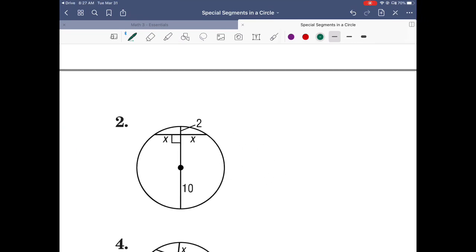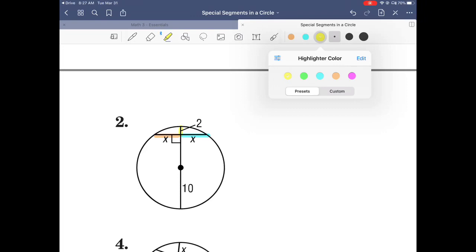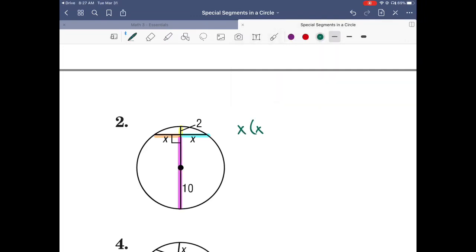Okay. Same idea here. No matter what, you're just going to multiply the two sections of the chord together. x times x equals 2 times 10. Remember, x times x is x squared. 2 times 10 is 20. In order to solve for a square, we take the square root of both sides. x equals square root of 20.